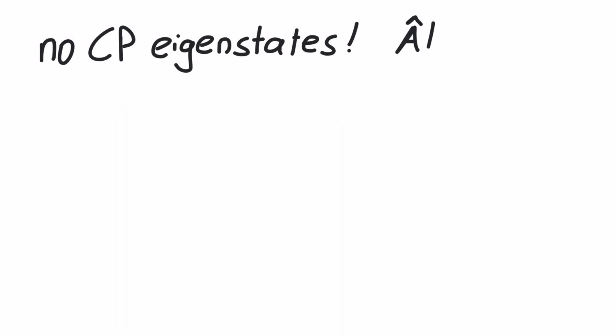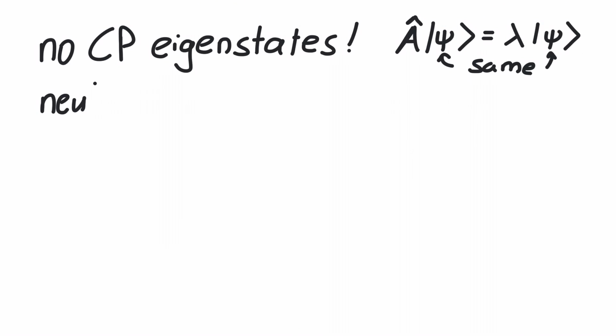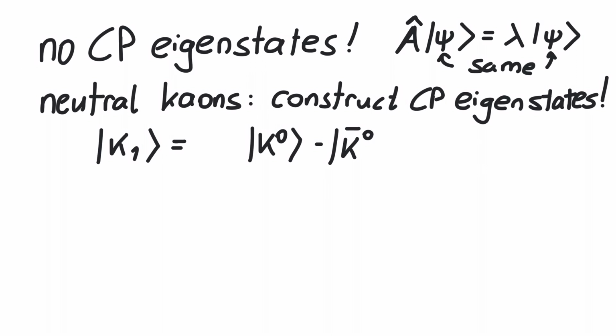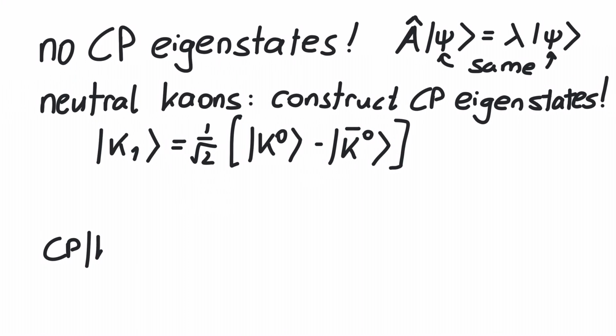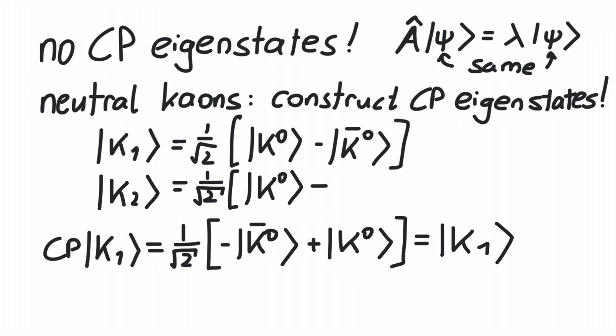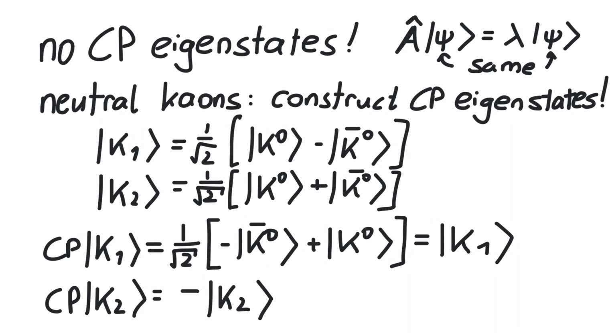For an eigenvalue equation, the state has to appear on both sides of the equation. In the following, we will only focus on the electrically neutral kaons and construct such CP eigenstates. Let's define a new state, K1, as the difference between K0 and K bar 0. A CP transformation exchanges K0 with its antiparticle while picking up a minus sign. This gives us K1 again, hence this is an eigenstate. A similar calculation for K2 shows that it is as well an eigenstate, but with negative eigenvalue.